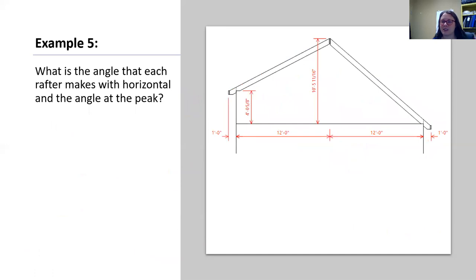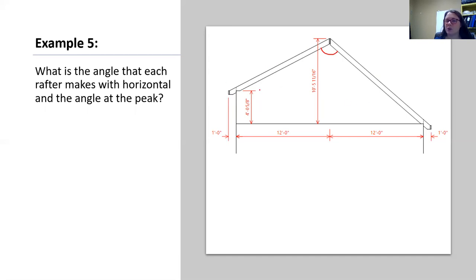All right. Well, this one's not too bad. When I printed the notes, it didn't print overly clear, so I had adjusted it a little bit. But I think we'll just leave them as they are, and I'll adjust my calculation a smidge to compensate. So we want to find out what angle each factor makes with horizontal and what is the angle at the peak. So the angle at the peak is going to be the full angle here.